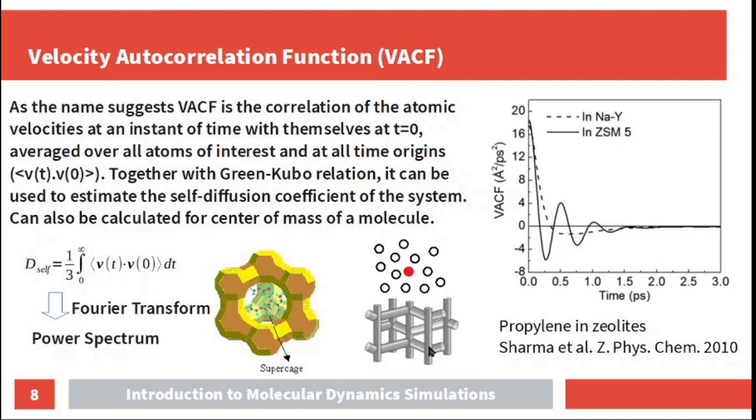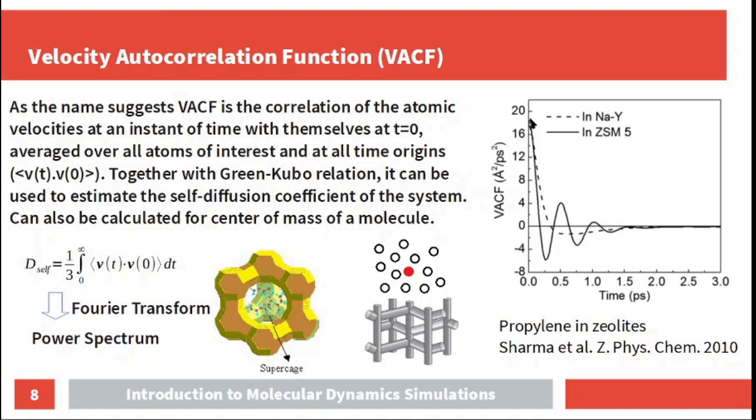You have seen ZSM5 nanoporous material in the last slide. Here we have a comparison between the behavior of propylene molecule trapped in ZSM5 nanoporous material and the same molecule trapped in NaY zeolite, which has a structure which looks something like this. It has relatively larger cages. These are 11.2 angstrom in diameter as compared to 5.5 angstrom in diameter here.